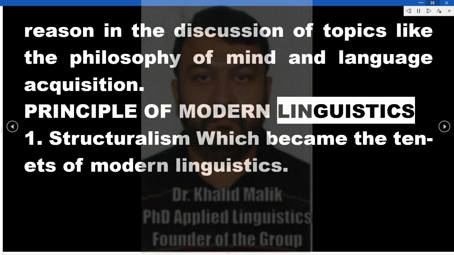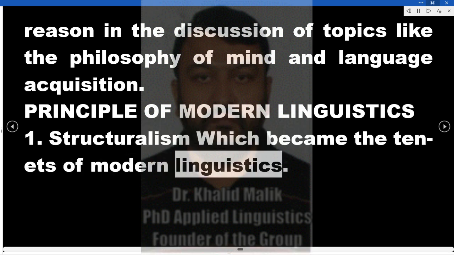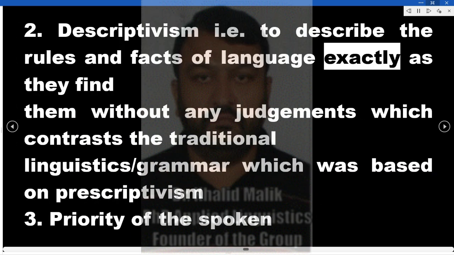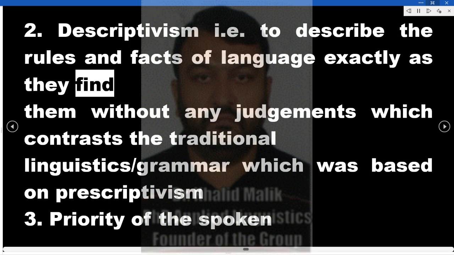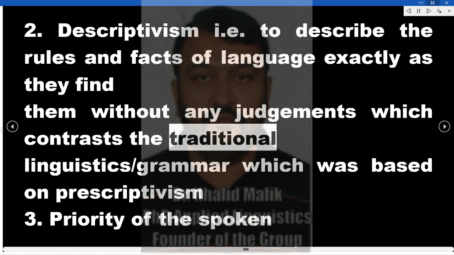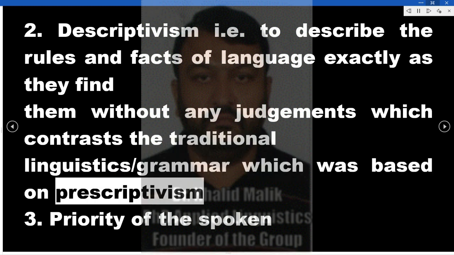Principles of modern linguistics. 1. Structuralism, which became the tenets of modern linguistics. 2. Descriptivism, i.e., to describe the rules and facts of language exactly as they find them without any judgment, which contrasts with the traditional linguistics of grammar, which was based on prescriptivism.